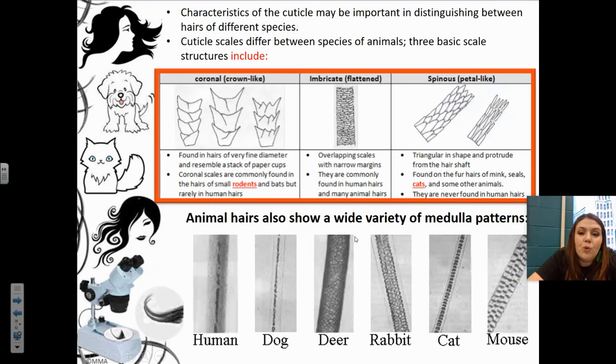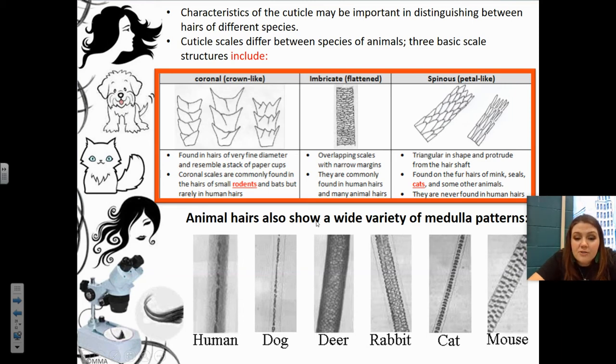Characteristics of the cuticle may be important in distinguishing between hairs of different species. So another difference is our cuticles. The cuticle on the outside of the hair shaft is protecting us, all the little scales. Their scales tend to look a lot different than ours, animals-wise. There's coronal, crown-like, so it looks like little crowns stacking on top of each other. Imbricate or flattened, so all the scales are flattened on top of each other, which is what ours looks like. And then spinous or petal-like, looking like little flower petals all the way down.